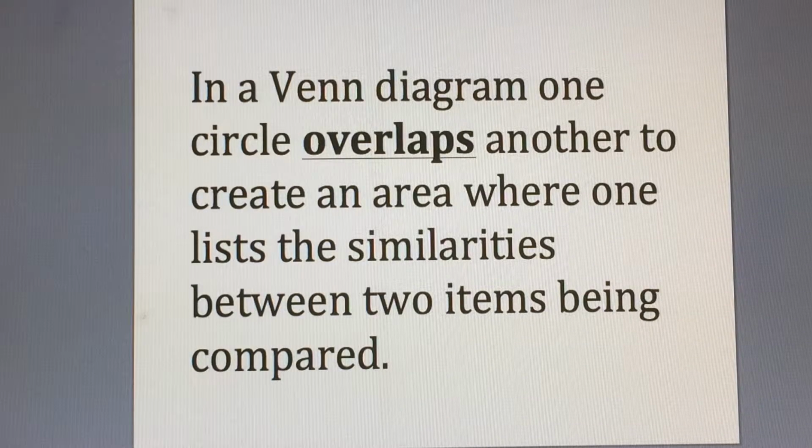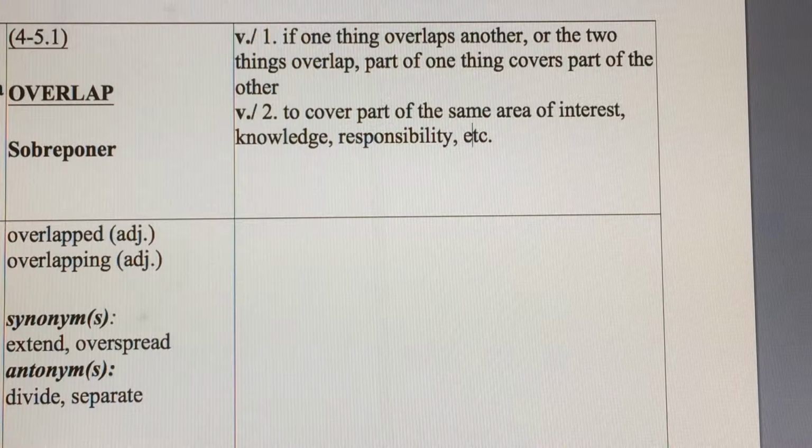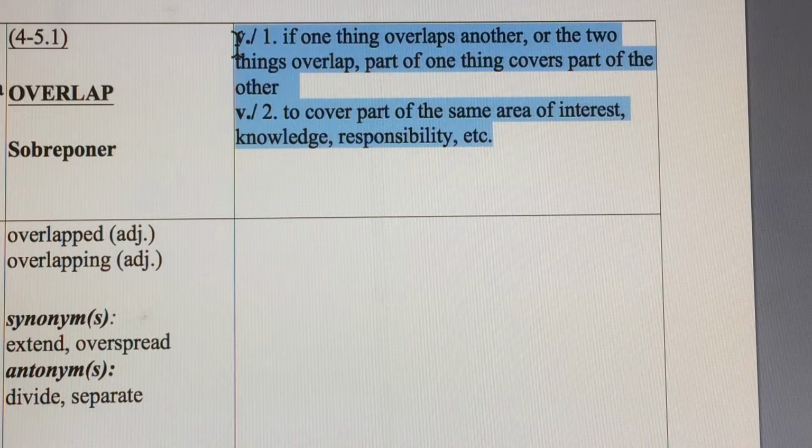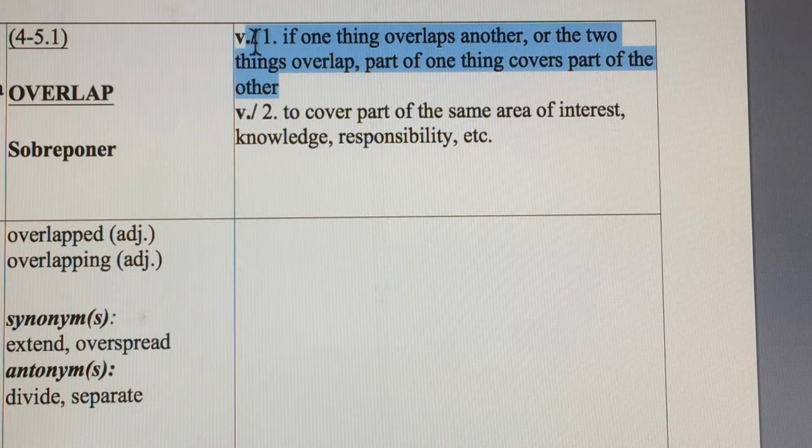Let's look at your flashcard. Overlap has 3 syllables, and your emphasis or stress is on the third syllable, lap. So we say overlap, overlap. It is used only as a verb, and we have 2 definitions for you to learn. Let's take a look at the first definition.